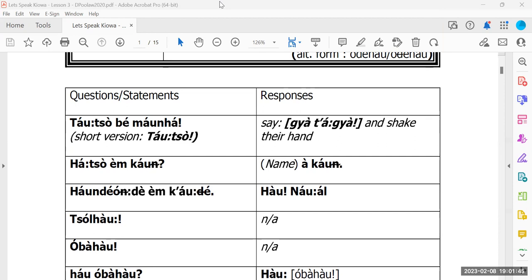Do we do the response? Oh, yeah. Let's do the response too. Sorry, Courtney. Tatso be man ha. Get agya. Agya. Get agya.